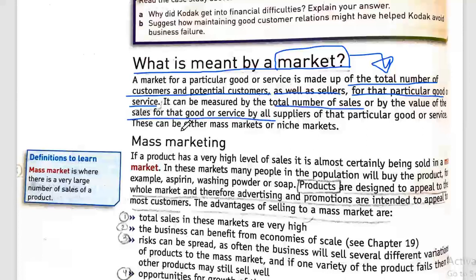So here we have, let's say, types of market. We have something called the mass market. The mass market is where there's a very large number of sales of a product. So there is a product, and it has a very large number of sales. So this is mass market. People are buying this product in large numbers.